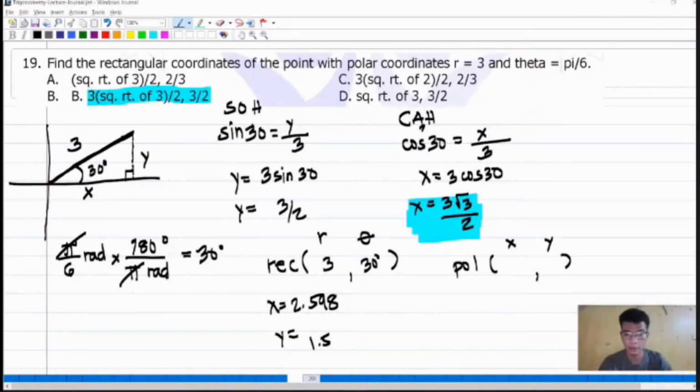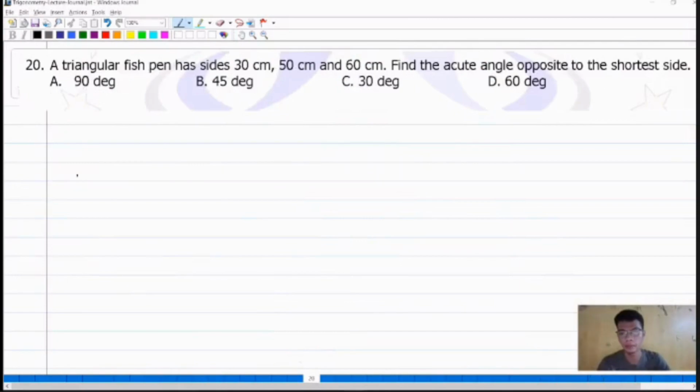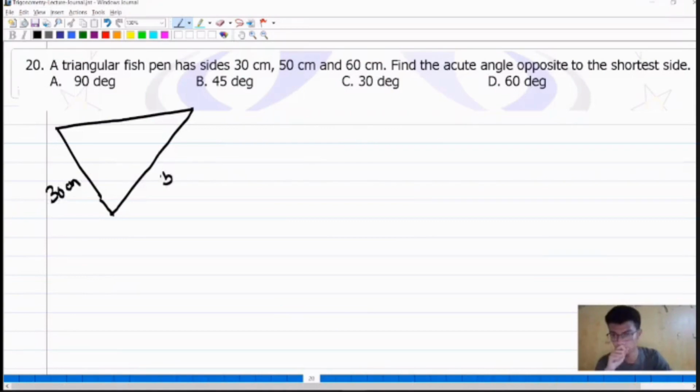Next, number 20. A triangular fish pen has sides 30, 50, and 60 centimeters. So, i-assume natin na ganito ang ating fish pen. Merong 30 cm dito, 50 centimeters, and 60 centimeters. Find the acute angle opposite to the shortest side.